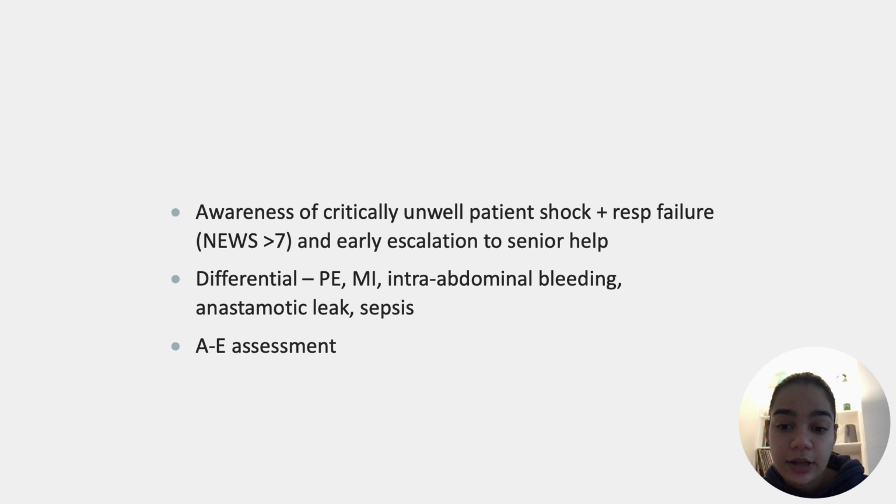So when managing a patient like this, the first thing that you want to say is that you're aware that this is a critically unwell patient with signs of shock and respiratory failure, and they need an early escalation for senior help. Their NEWS score will be well above 7. Your differential immediately should be PE and MI, any intra-abdominal bleeding, an anastomotic leak and sepsis, and you want to perform an A to E assessment.